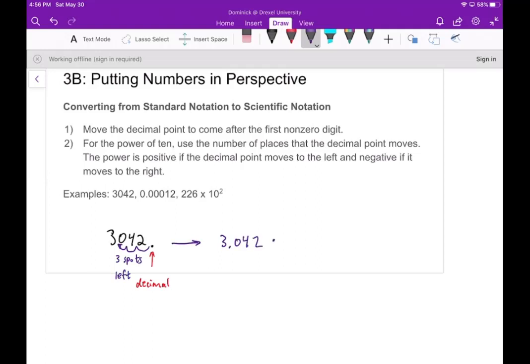Now I need to multiply that by 10 to the appropriate power. Since I moved it to the left 3 spots, my exponent is going to be a positive 3. The way that I always like to think of it is this power should be positive if you need to make the number bigger to get back to where you started. I started with 3042, so I would need to make 3.042 bigger, so the power should be positive.